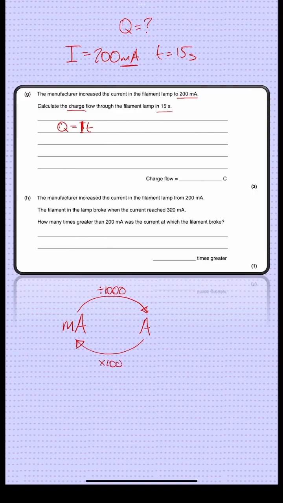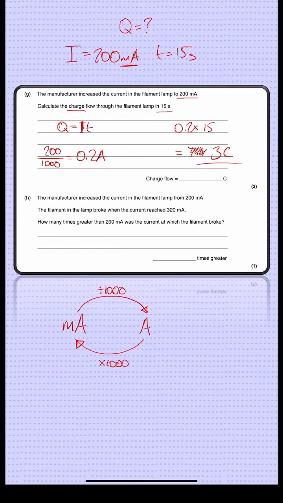Here, we're going from milliamps to amps. So we're going to get our 200 and we're going to divide by 1,000. 200 divided by 1,000. That gives us 0.2 amps. Now we can put that into our equation. Q equals IT. So we do 0.2 times by 15. That gives an answer of 7.5. No, sorry, not 7.5. I don't have a calculator on me, guys. It's 3 coulombs. It's a fifth of 15. Final answer is 3.